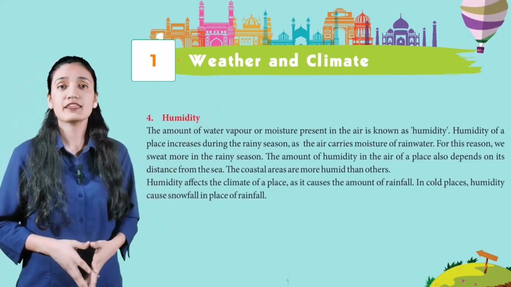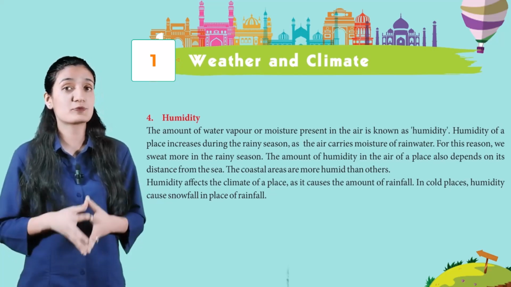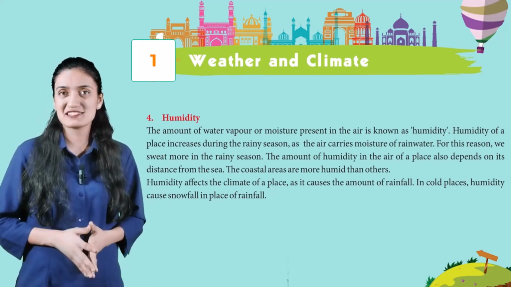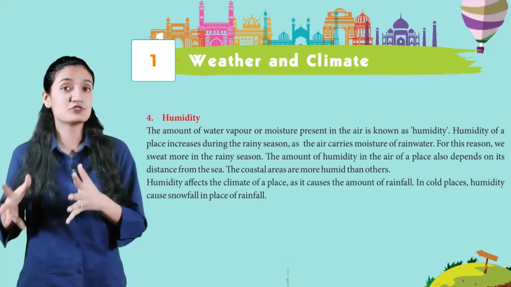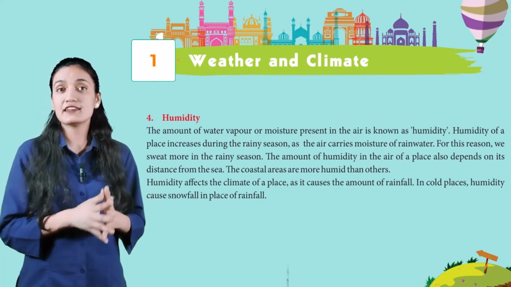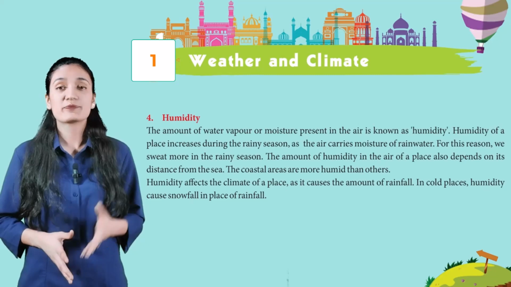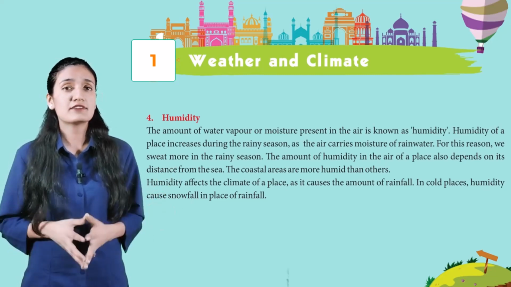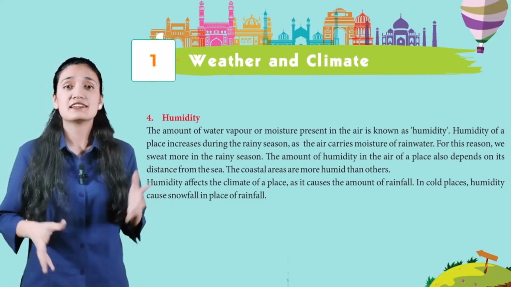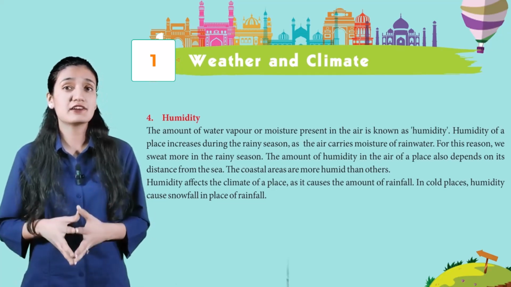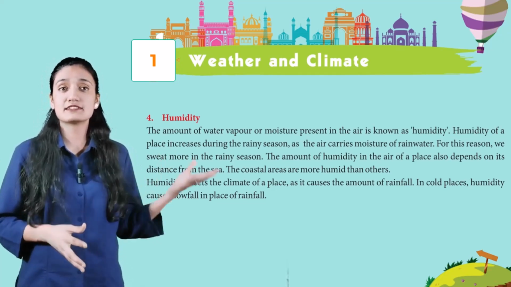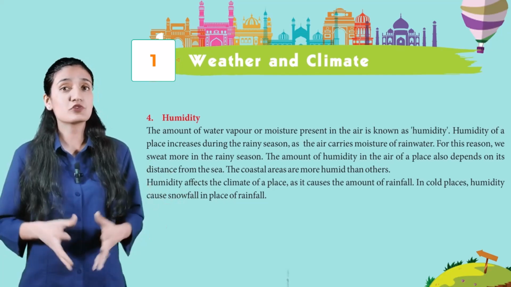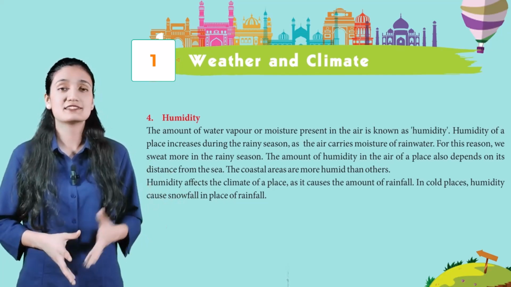Humidity. The amount of water vapors or moisture present in the area is known as humidity. Humidity of a place increases during the rainy season as the air carries moisture from rainwater. For this reason, we sweat more in the rainy season. The amount of humidity in the air of a place also depends on its distance from the sea. The coastal areas are more humid than others.